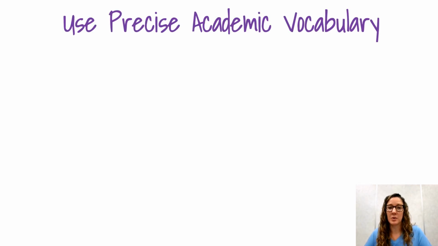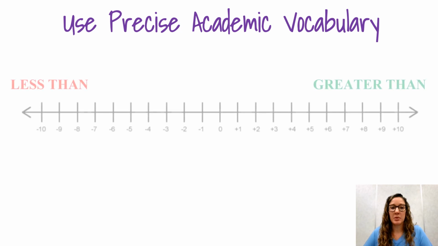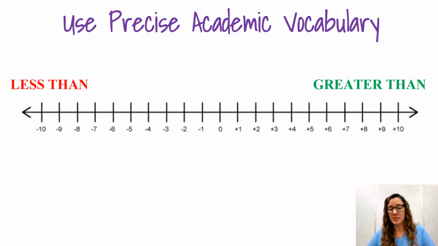It's very important that you use academic vocabulary when you're working with your students. For example, if you have a number line and you're comparing integers, you're going to want to use words like less than or greater than. This is to keep students focused on the precise academic vocabulary they're going to see throughout their math careers.